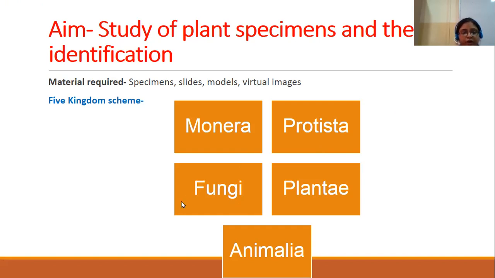Then next comes the fungi. So this is the kingdom of fungi, to which all the mushrooms, Rhizopus belong. Then next comes the Plantae. This kingdom Plantae includes all the plants. That's why this kingdom is called the kingdom of plants. Then on the top of it comes the kingdom of Animalia, to which all the animals belong. That's why this kingdom is also called the kingdom of animals. One by one we are going to see the representative members or the specimens that are found in each of these kingdoms. So today we will be starting with the Monera.